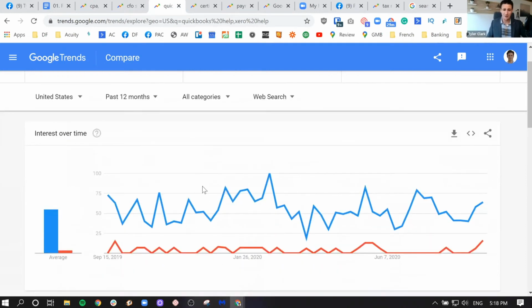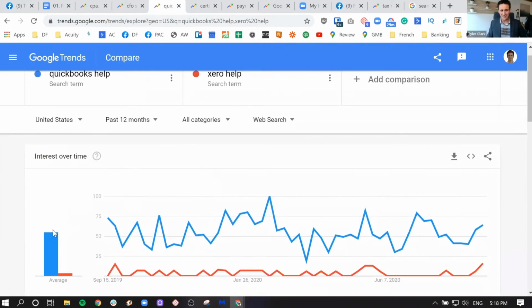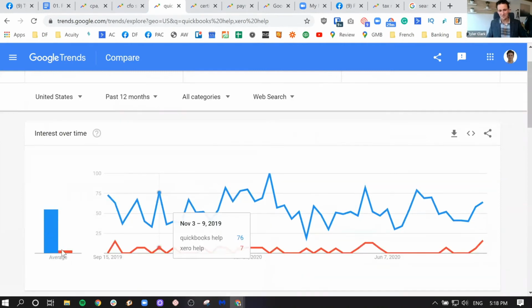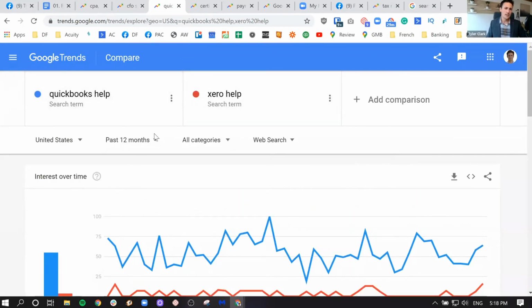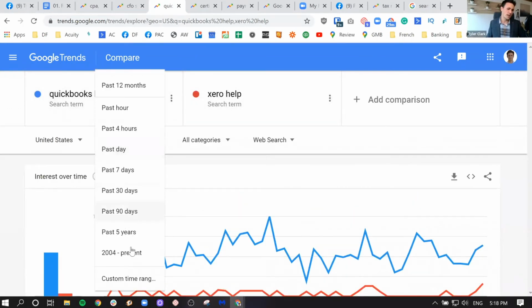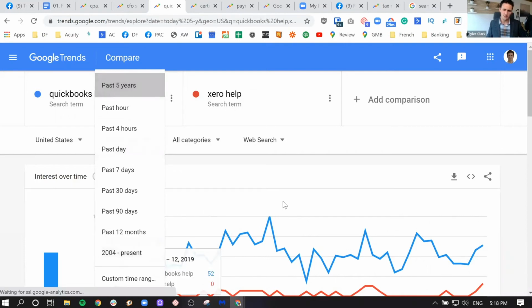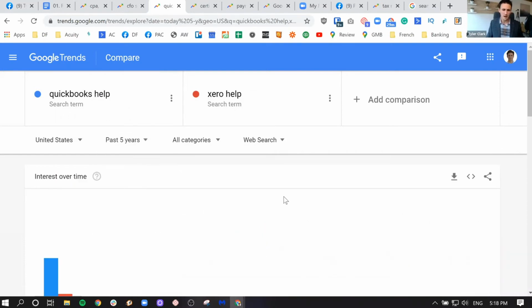It's huge. It's huge. Look at this graph here. Look at the difference. 55 to 4, literally 11x more interest in QuickBooks Help as opposed to Xero Help. Let's do over the last 5 years out of curiosity, to see the difference when we expand it out even more.